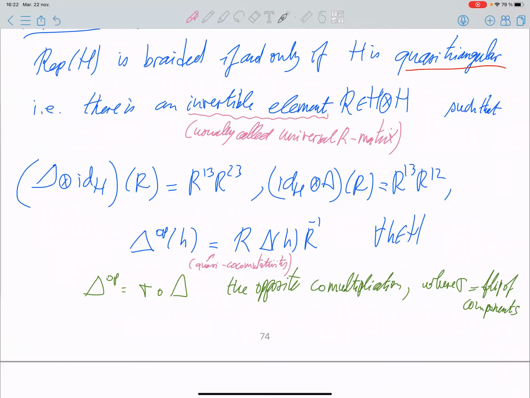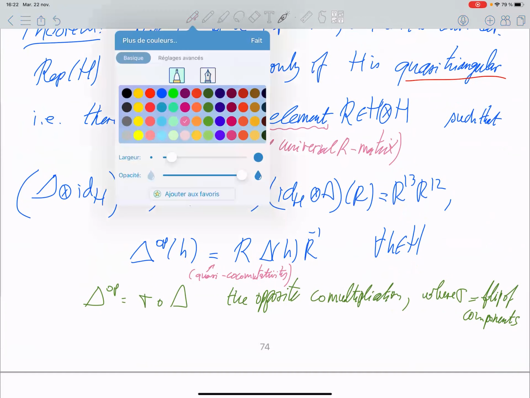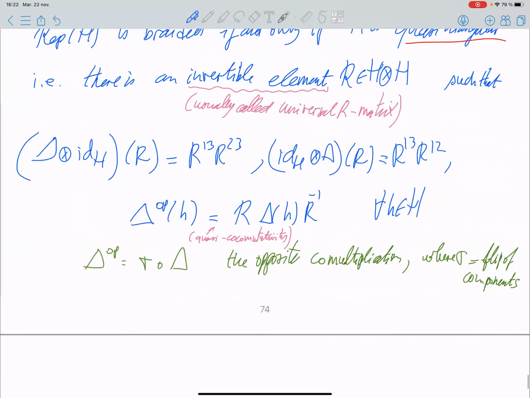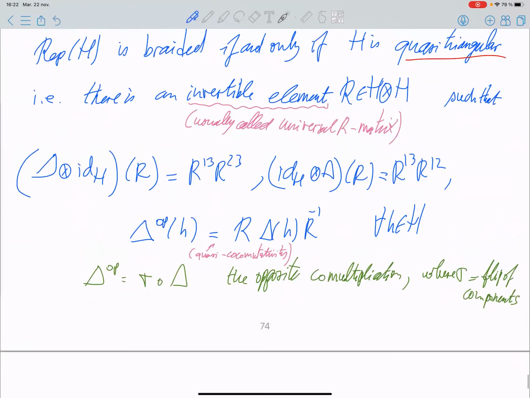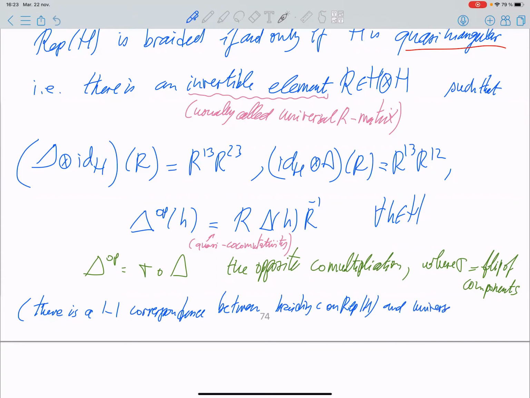Quasi-commutativity. So if R is trivial, this is precisely the co-commutativity. And there is a one-to-one correspondence between braidings on Rep H and universal R matrices on H. Okay.